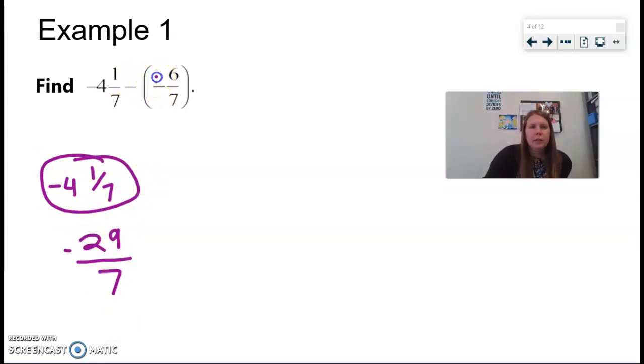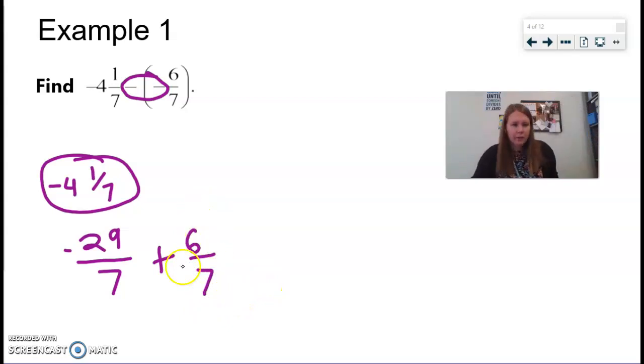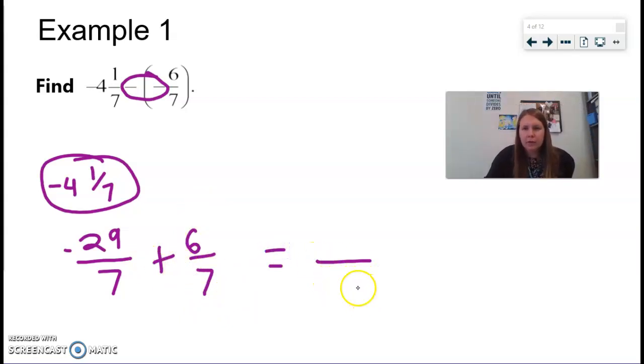The second part I notice here is that they're both negative, but I have a minus and a negative. Remember, we're going to change our subtraction into adding the opposite. Well, the opposite of -6/7 is a positive 6/7. And now, since we have an addition problem, remember we keep that denominator the same, so I'm still going to keep this as 7. And then at the top I have -29 plus a positive 6.